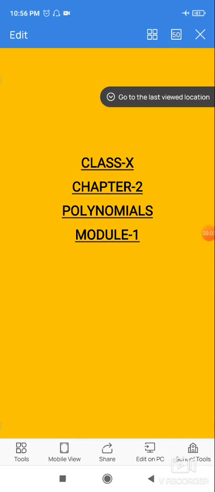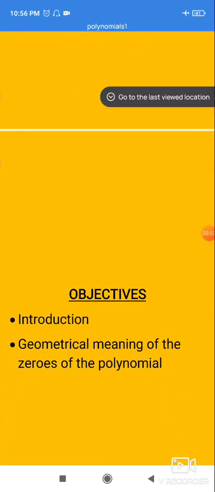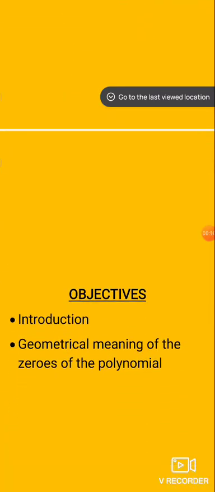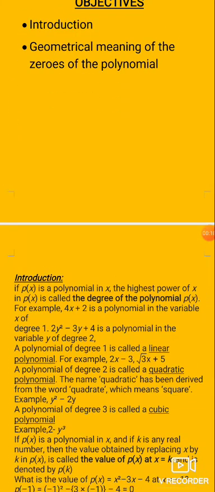Class 10, Chapter 2, Polynomials, Module 1. Objectives: Introduction and geometrical meaning of the zeros of the polynomial. Now listen carefully, students. First one, Introduction.